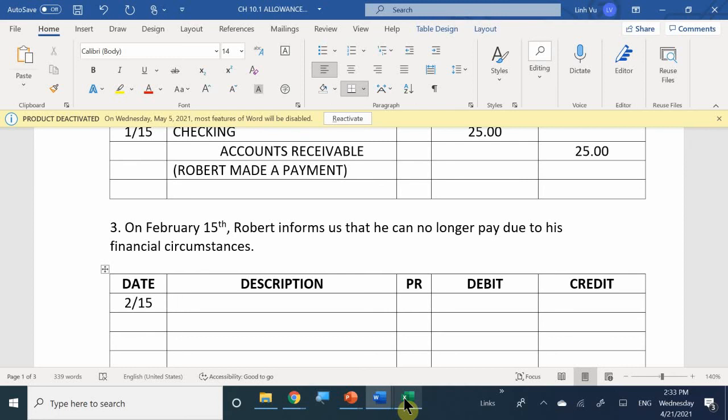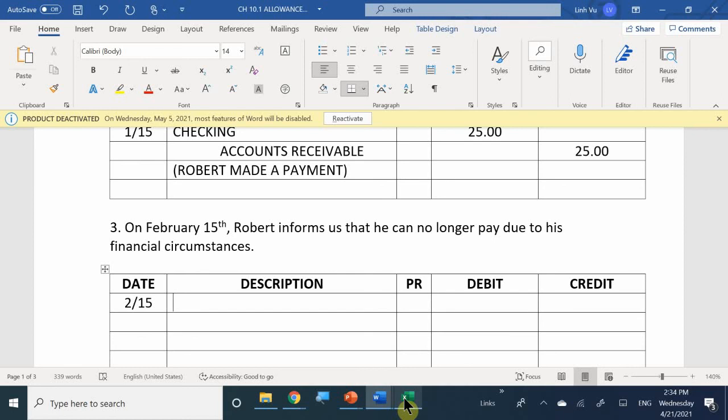That's when you make an adjustment. Exactly. But right now, are we at the end of the given period? No. Remember, bad debt expense is when we don't know who, we don't know when, and we don't know how much. In this case, we do know how much. We do know who because Robert told us he can't pay us anymore.